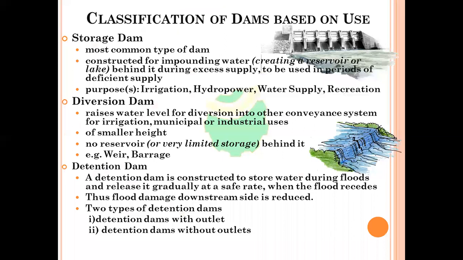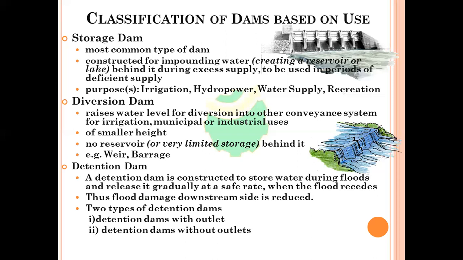First, we will start with classification of dams based on use. Storage dams. It is the most common type of dam, constructed for impounding water behind it during excess supply, to be used in the periods of deficient supply. The major purposes of storage dams are irrigation, hydropower, water supply, recreation, flood control, like that.